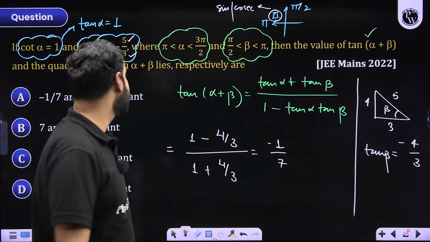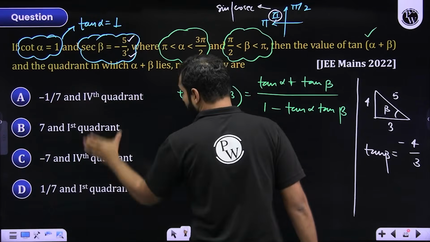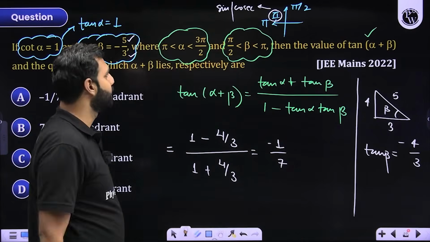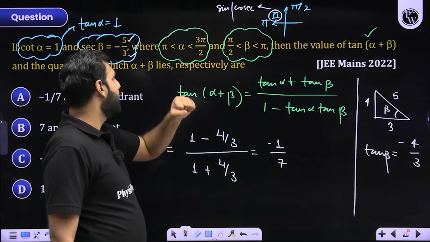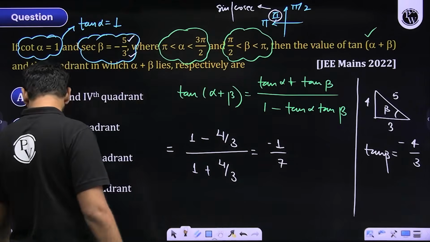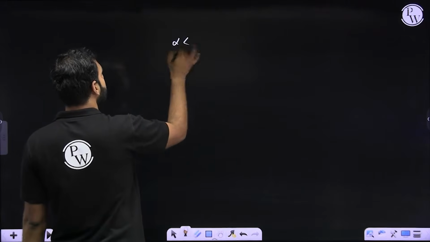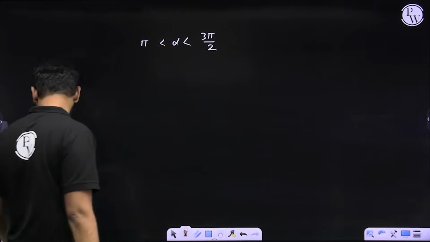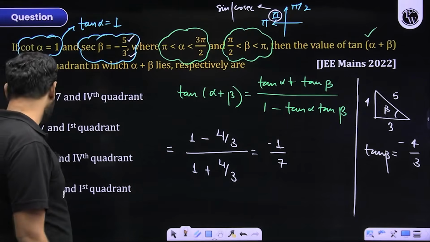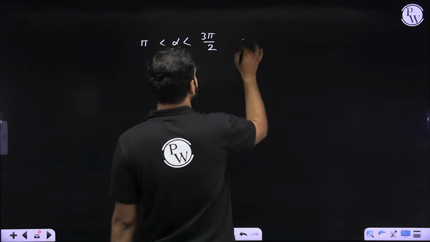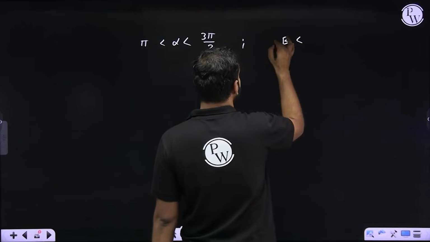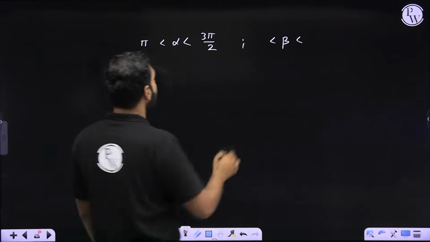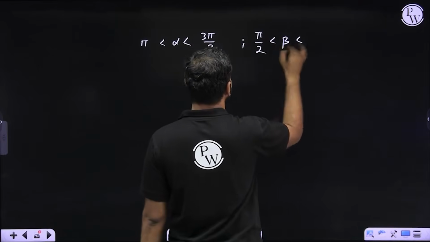But along with this, I need to put my comment on its quadrant as well. Okay, let's talk about this part here. Alpha is between pi to 3 pi by 2. Okay, so we know that alpha is between pi to 3 pi by 2. That's great. This is where alpha lies, pi to 3 pi by 2. And beta, we know lies between which values, students? Beta lies between pi by 2 to pi. So pi by 2 to pi. I hope there is no confusion on that.